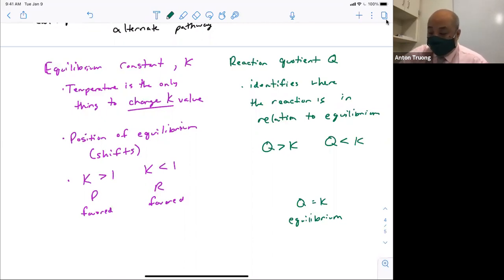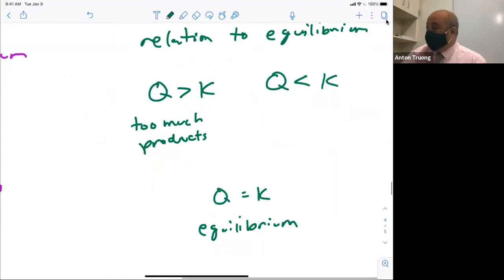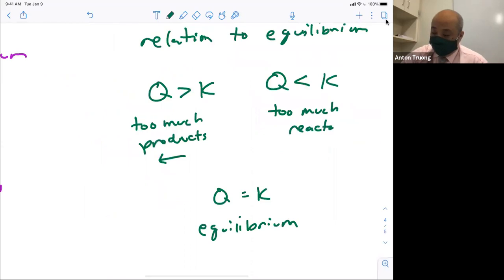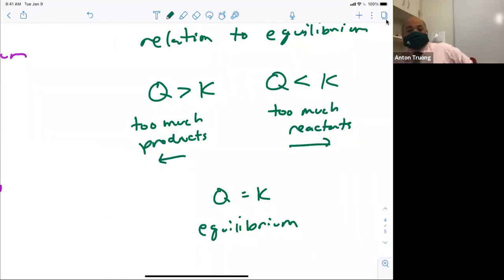If Q is greater than K, you have too much products. So it has to shift to the left to reach equilibrium. If Q is less than K, you have too much reactants. And so you're going to have to shift to the right. So you're not at equilibrium yet. You have to do some movement to reach equilibrium here.